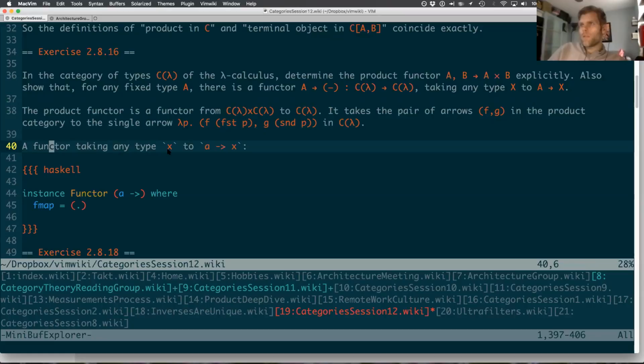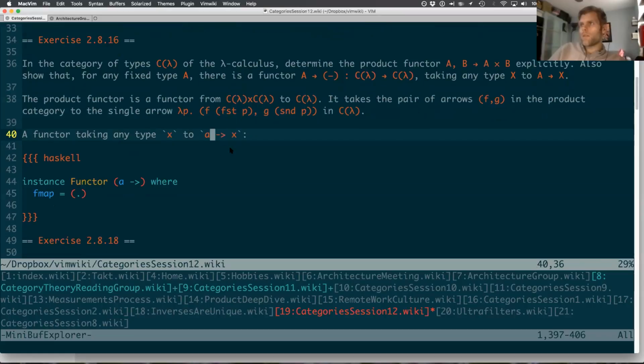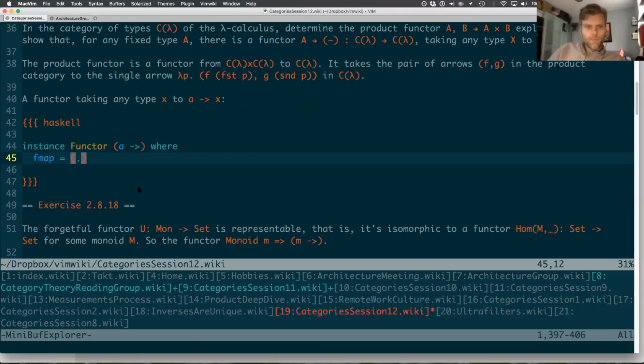And then the functor taking any type X to the type A to X is just the reader monad, or the reader functor. So we can just say, well, A arrow is a functor. So given any other type X, it's a functor such that fmap is function composition. Pretty straightforward.